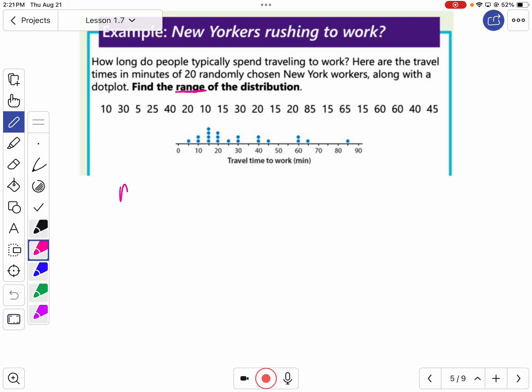So for range, I need my max and my min. What's the largest number in that list? 85. What's the smallest number in that list? 5. 85 minus 5 gives me a range of 80. Okay? So if it's only asking about range, you can probably avoid putting it in the applet because we can see that. Okay? Any of the rest of it, I'd put it in and know for sure. Okay? So not too terrible.